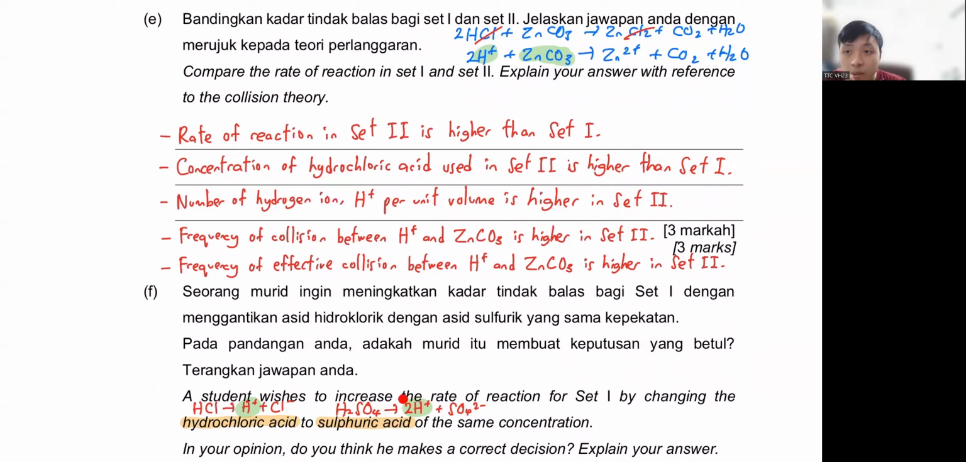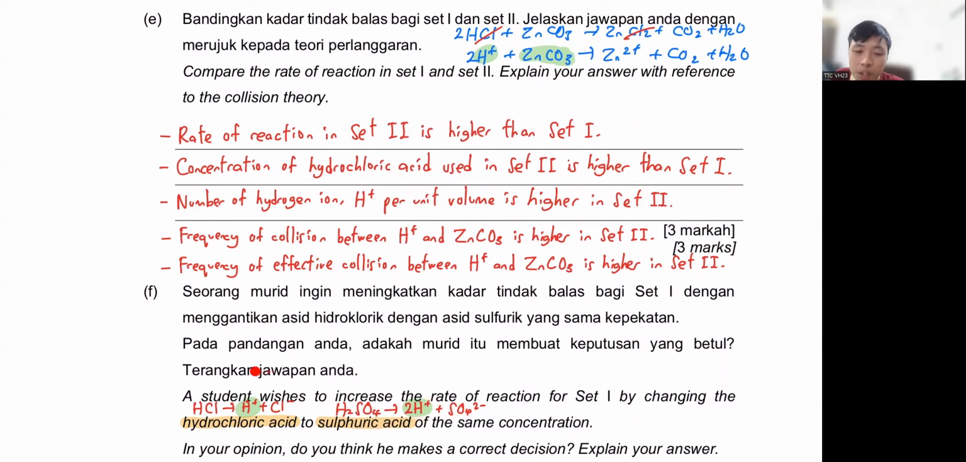Why? Because sulfuric acid, one time, will produce how many hydrogen ions? 2 hydrogen ions. Yes, diprotic acid. You know this. Sometimes they come out with this one. Instead of the amount of concentration 0.1, 0.2, 0.3, they can also ask what type of acid they use.